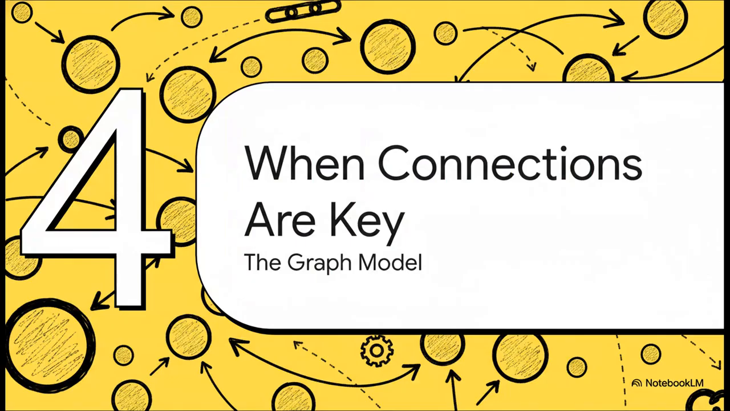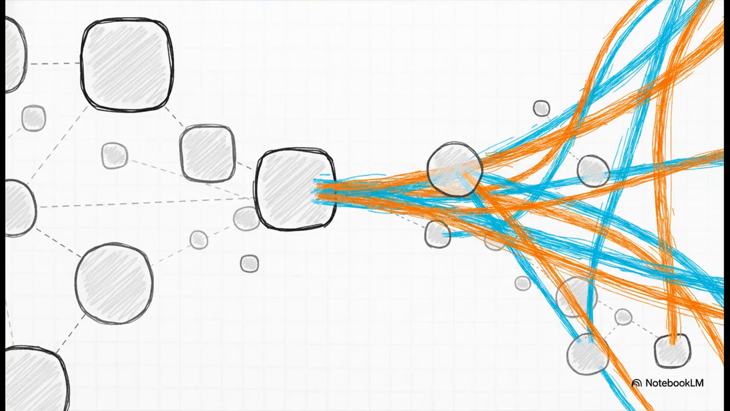Okay, so we've covered neat tables, and we've covered self-contained documents. But what if your data doesn't really fit either of those molds? What if the most important thing about your data isn't the data itself, but the connections between everything? For that, we need a whole other way of thinking, the graph model. This is the fundamental mind shift you have to make for graph databases. In a graph model, the relationships, the connections, the links, they aren't just some secondary detail. They are first-class citizens. In fact, you could argue that the relationships are the data.